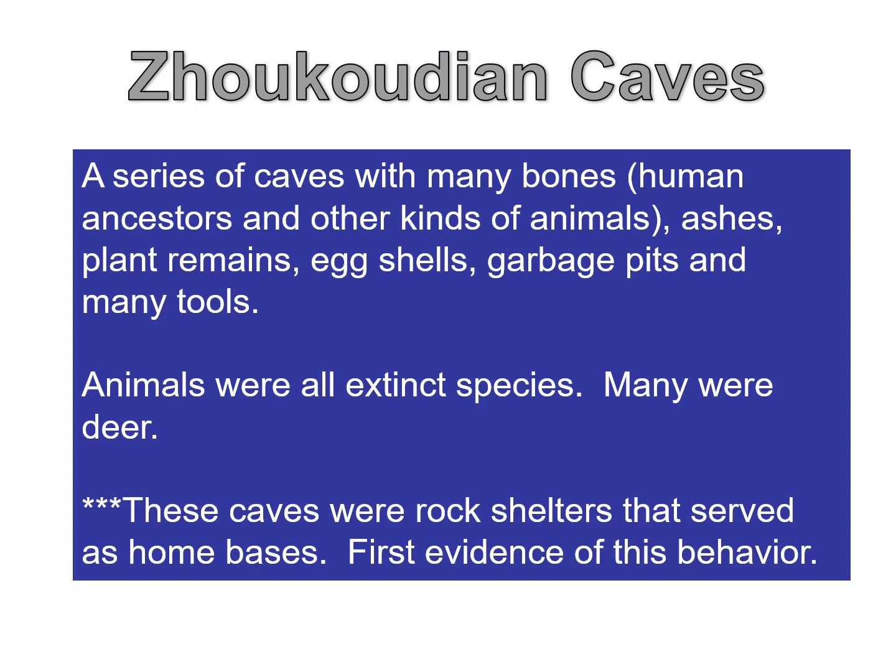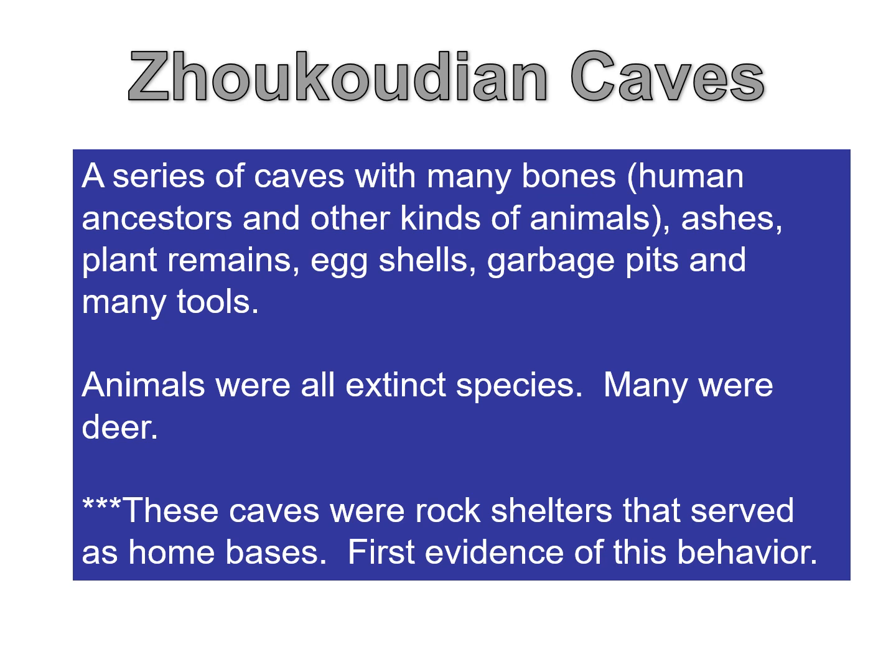So the Zhoukoudian cave system is a series of caves that have a lot of different bones in them. We have human ancestors as well as many other kinds of animals. There's ashes, plant remains, eggshells, garbage pits, and a whole host of different tools, right? All the animals that we find there were extinct species, many of them variations of deer.